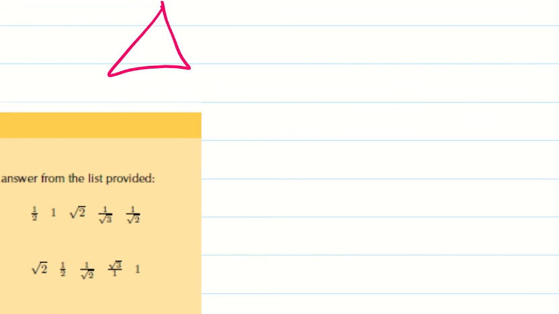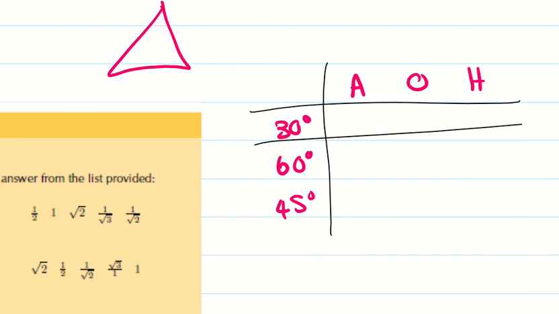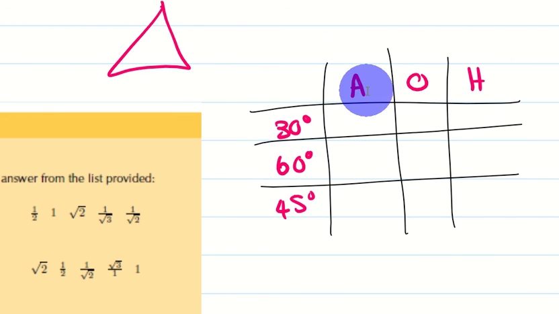I'm going to start and write 30, 60, and 45. Then I'm going to write A, O, H. I want you to take special note of how I'm doing this. What does the A stand for? Adjacent. What does the O stand for? Opposite. And what does the H stand for? Hypotenuse.